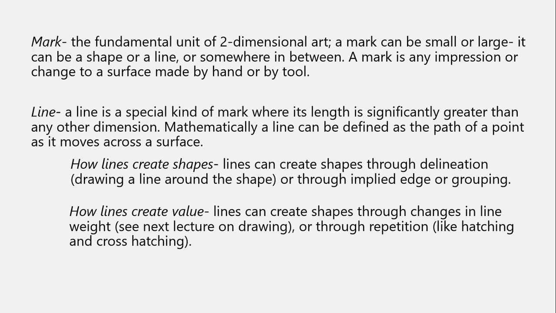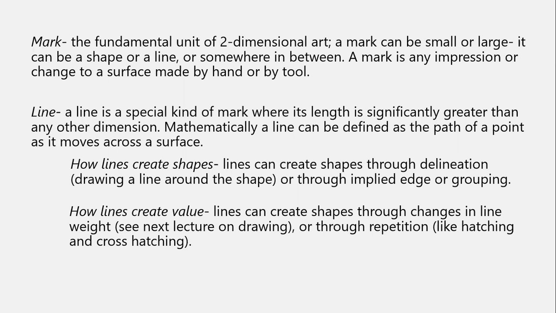So lines basically can create shapes three main ways. Delineation, which is the simplest way, is drawing a line around the shape. Or shape fill, where you just paint that area a color and it becomes a shape, or cut a colored piece of paper into a triangle and put that on top of another colored piece of paper, and you now have a shape without even having a line drawn around it. Or implied shapes and implied grouping to create shapes, which is a very complex thing to talk about, and that will be covered in the lecture on shapes.